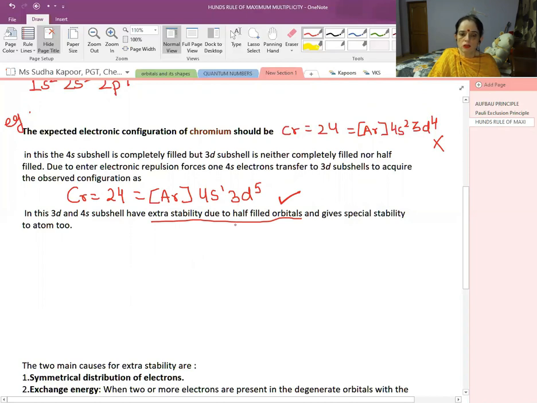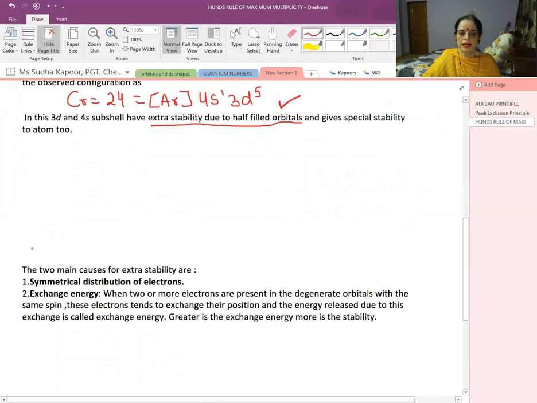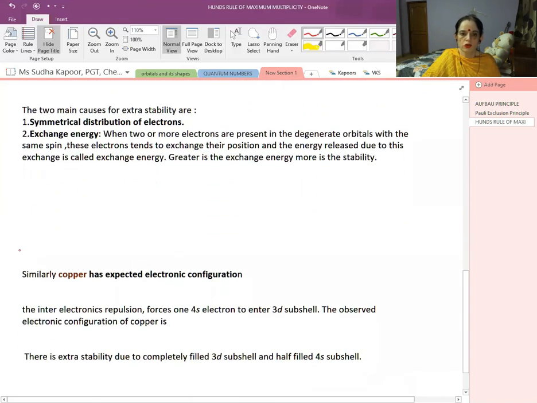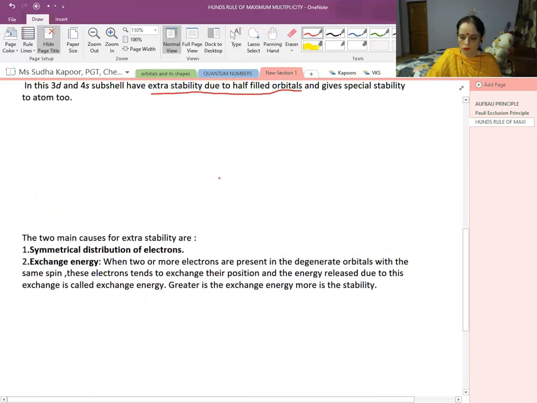So this can also be represented by using the two main causes of extra stability, that we will see. What are the two main causes for getting the extra stability in the case of chromium also? So students, the two main causes to show the extra stability is the symmetrical distribution of electrons. So I am going to draw the box diagram also.